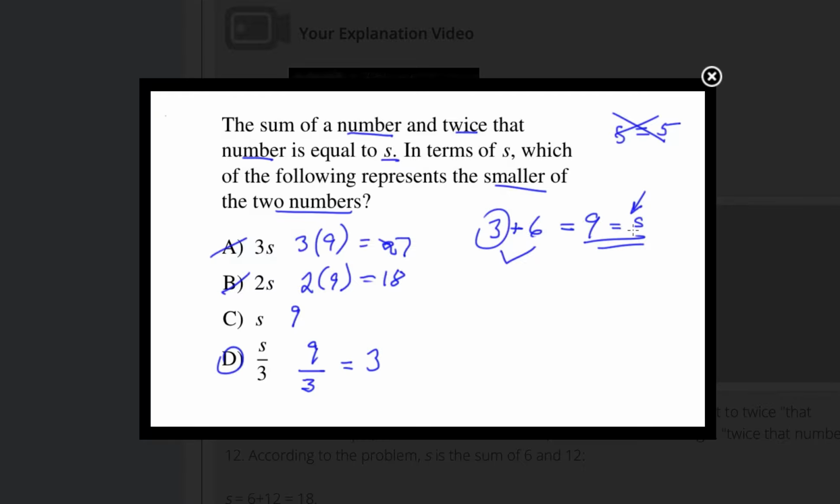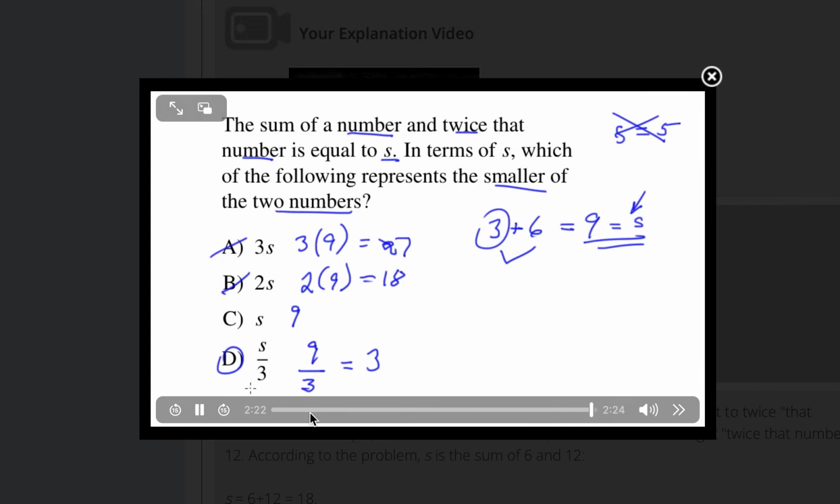So you could have chosen really any two numbers where you have a number and twice that number, and it adds to S, and this will work. Give this problem another shot with two other numbers and make sure you can do it like that as well. But choice D is correct.